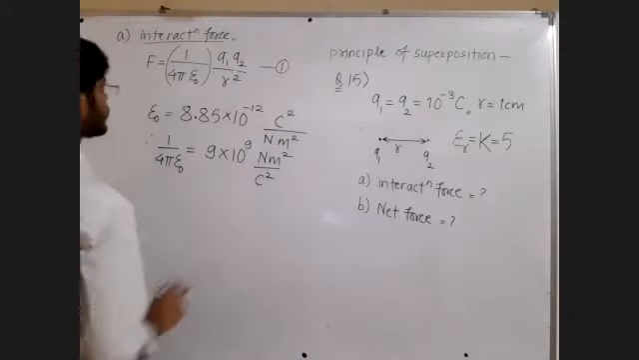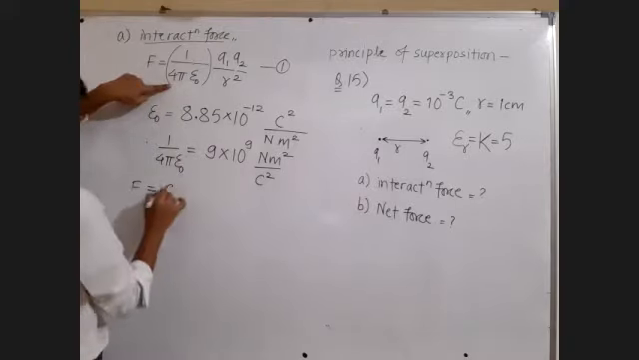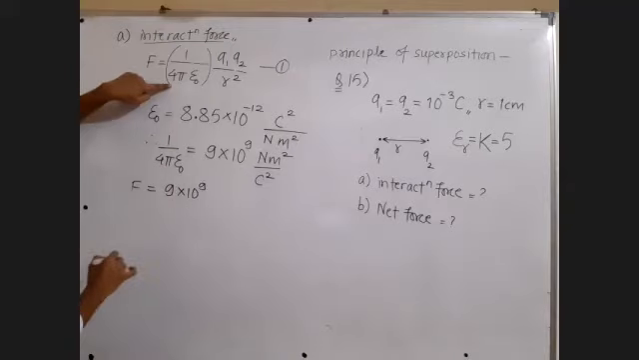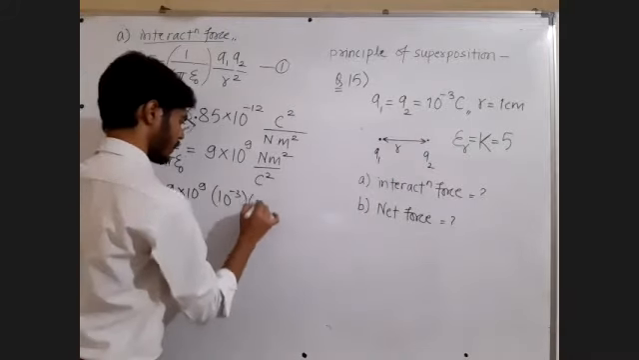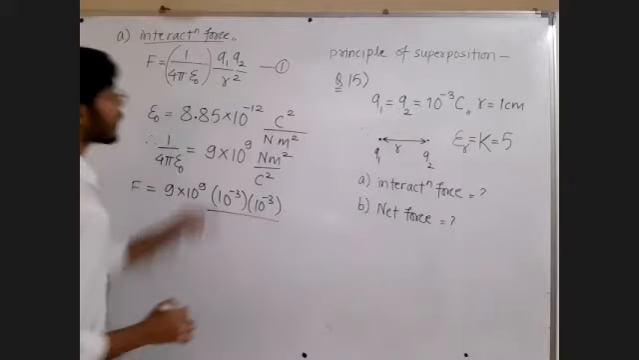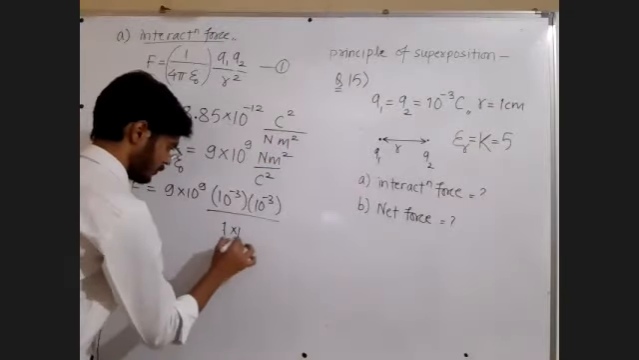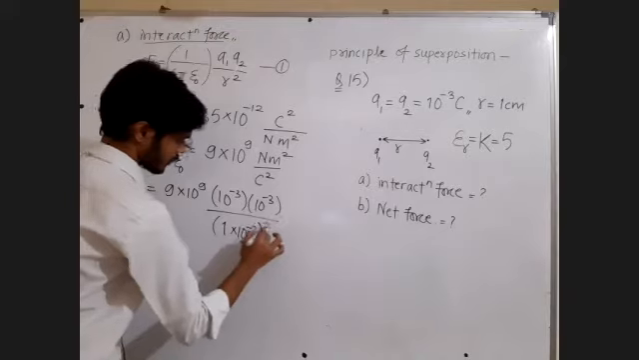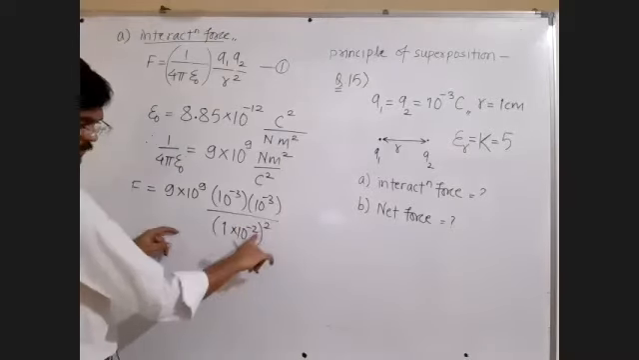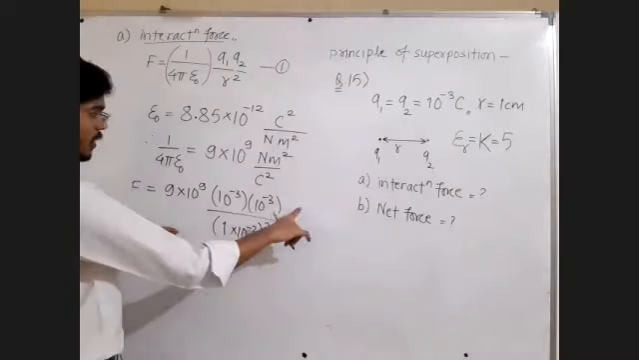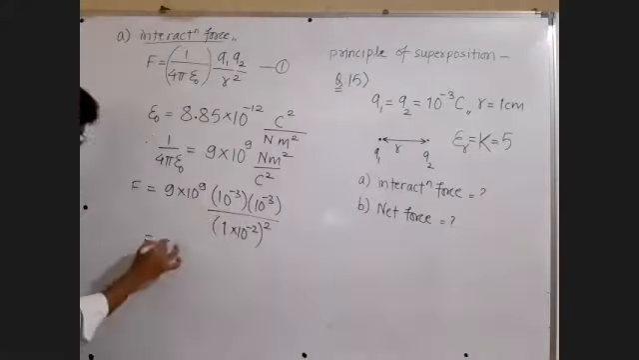Okay, sir, fine. Find out interaction force. F is equal to, what is this value? Sir, 9 into 10 raised to 9, Q1, Q2, 10 raised to minus 3 coulomb, 10 raised to minus 3 multiplied by 10 raised to minus 3, divided by distance square. What is the distance between them? 1 centimeter, and centi means 10 raised to minus 2. So minus 3 will become minus 6, minus 6 upon minus 4 will become minus 2, minus 2 into plus 9, so minus 2 plus 9 is plus 7.